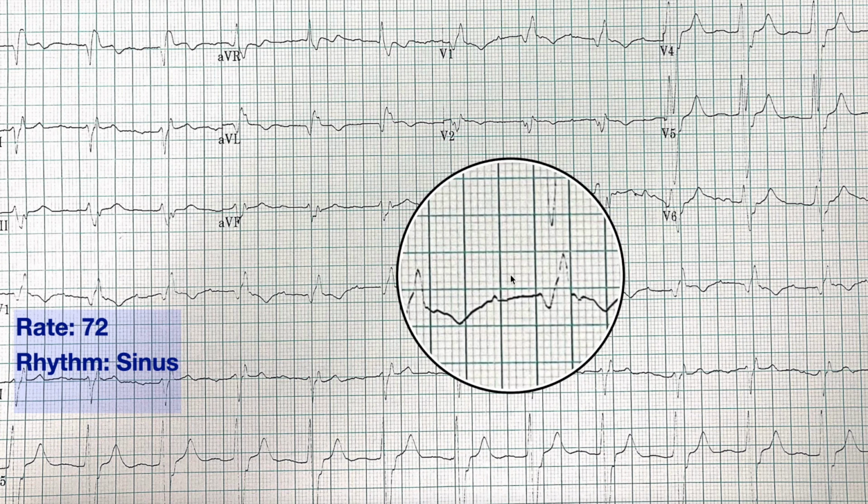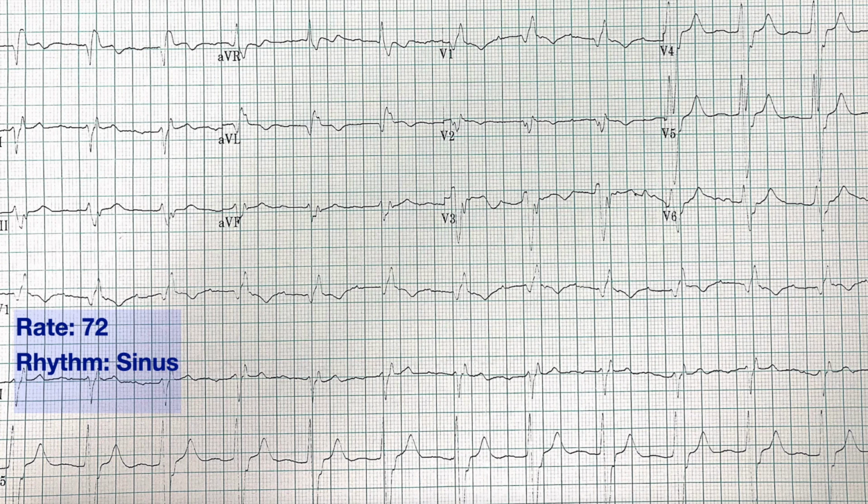That PR interval is the same, so I'm going to say that that's a P wave, and I'm going to say that this is sinus rhythm because it looks like there's one of those little things before each of the QRS complexes, and it looks like a QRS complex follows each one. So we'll call it sinus rhythm, and again at a rate of 72.